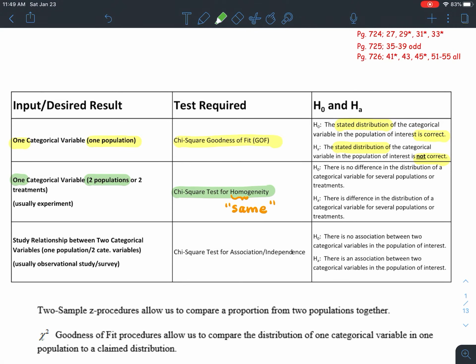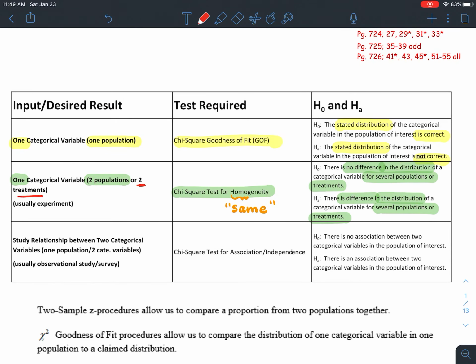The way that the hypotheses read, the null hypothesis is always that there is no difference in that distribution of whatever the categorical variable is for several populations or treatments. And then, of course, the alternative would be that there is a difference in that distribution across several populations, two or more, or treatments. You'll notice I'm saying or treatments.